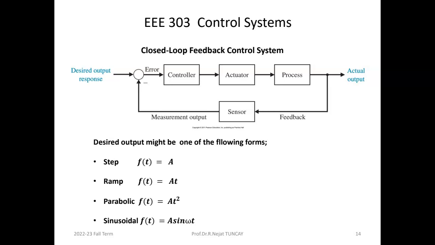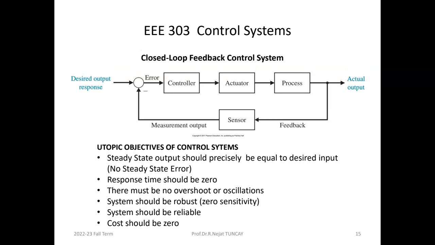Yeah, these are the utopic objectives. Steady state error should be 0. Transient, the settling time should be 0. It is not possible, of course. And overshoot should be 0. And also cost should be as low as possible.